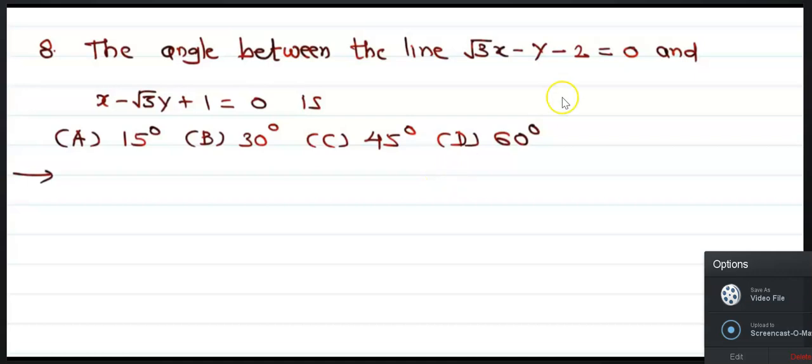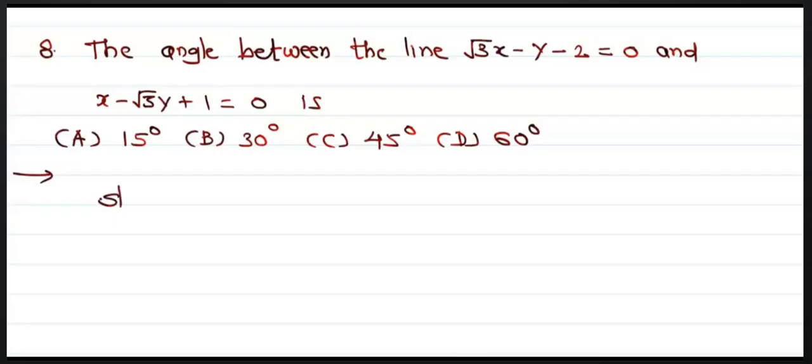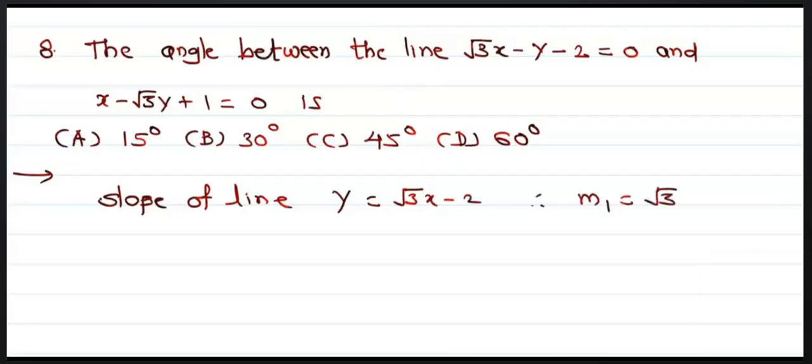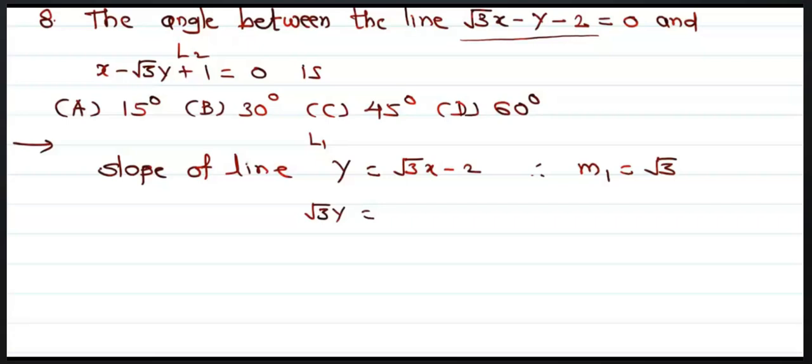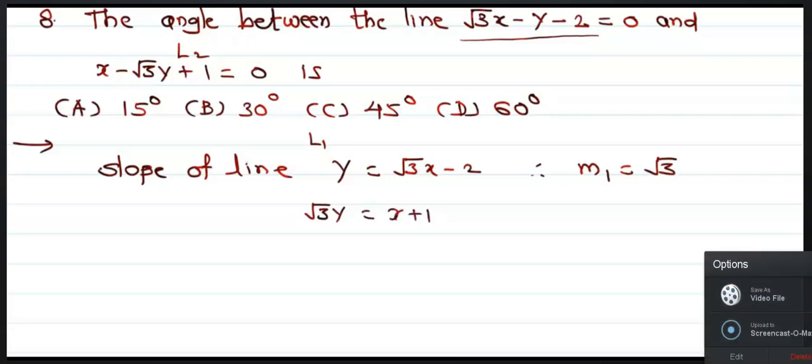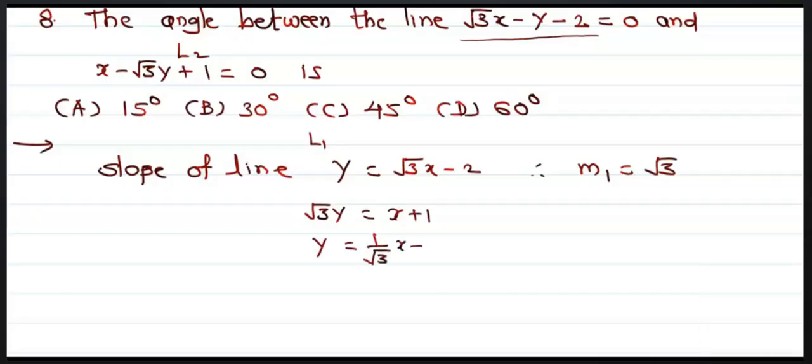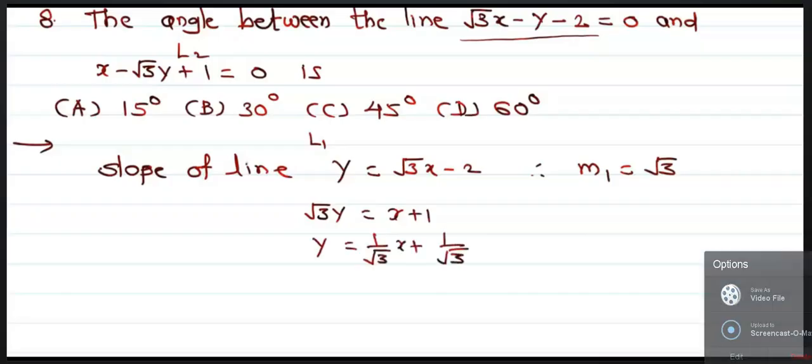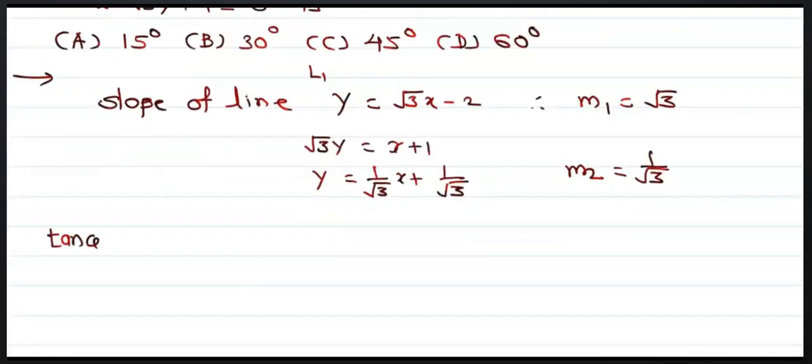Now to find the angle between the two lines, we will apply the formula tan theta is equal to mod of m1 minus m2 upon 1 plus m1 into m2, where m1 and m2 are the slopes of the given lines. Now see this here. Slope of line y is equal to root 3x minus 2. The slope of this line is m1 is equal to root 3. And the slope of the line L2, these are the slopes. The slope of the line m2 is 1 upon root 3.